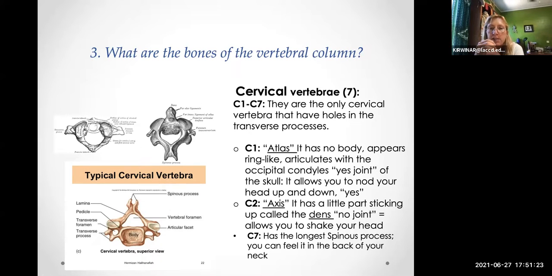Now, C2 is another vertebra, and it's called the axis. It has a little part sticking up called the dens, and this forms the pivot joint, which allows you to shake your head.